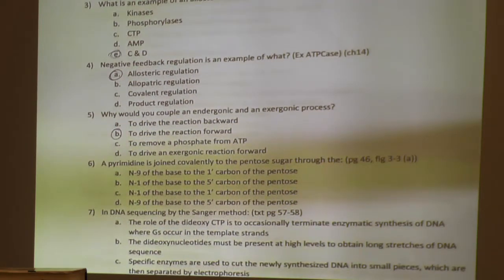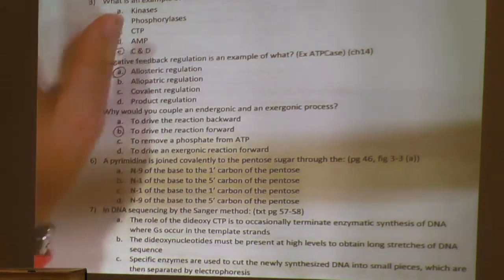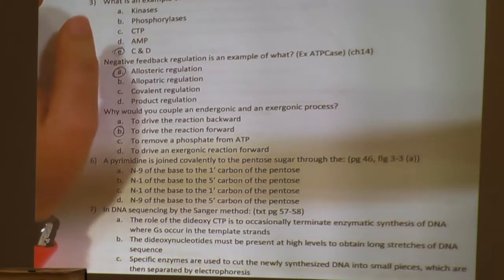So, pyrimidine is joined covalently to the pentose sugar through the what? A. I have C. What's up? 1 and 2, what were the answers? 1 was C and 2 was A.